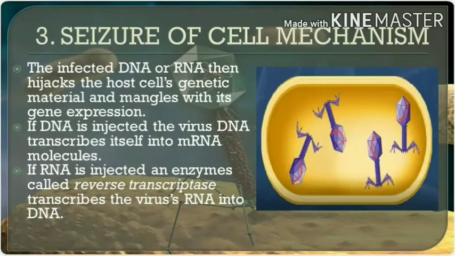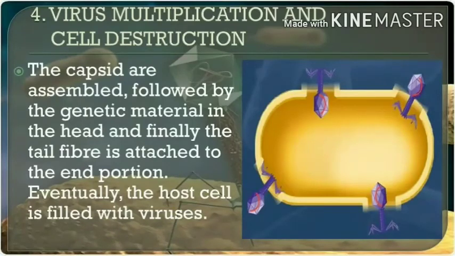The virus takes over the cell machinery to produce multiple viral components. Simply put, the virus infects the host to produce more virus parts. Also, the virus puts the host nucleotides to work and replicates its own genetic material. Last, we have virus multiplication and cell destruction.